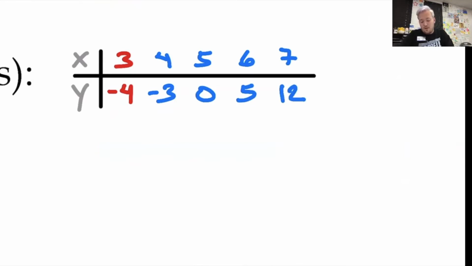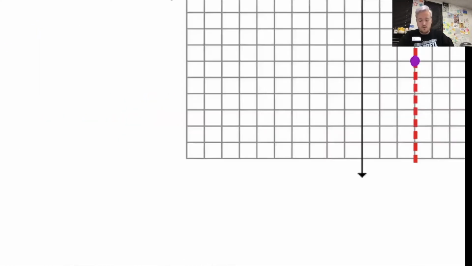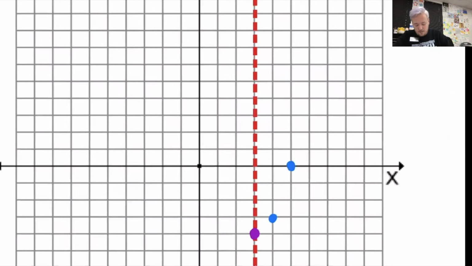Now keep in mind, our graphs here are a 10 by 10, which means 7, 12 is not going to be graphable on our grid. So I just highlight it in red just so you guys can see it's a table value that we have, but we can't actually graph it. All right, so I'm going to go plot those points. So 4, -3. All right, and then we have 5, 0, and then 6, 5.